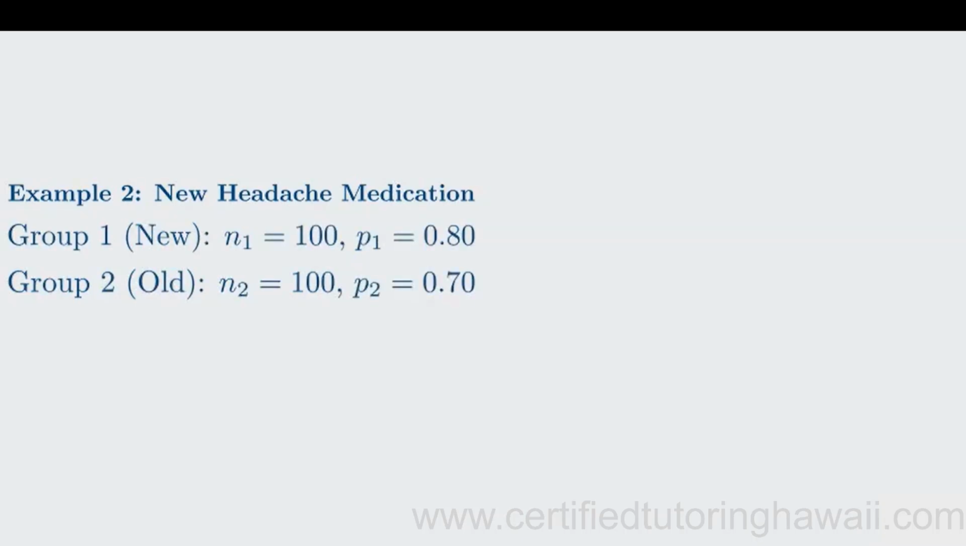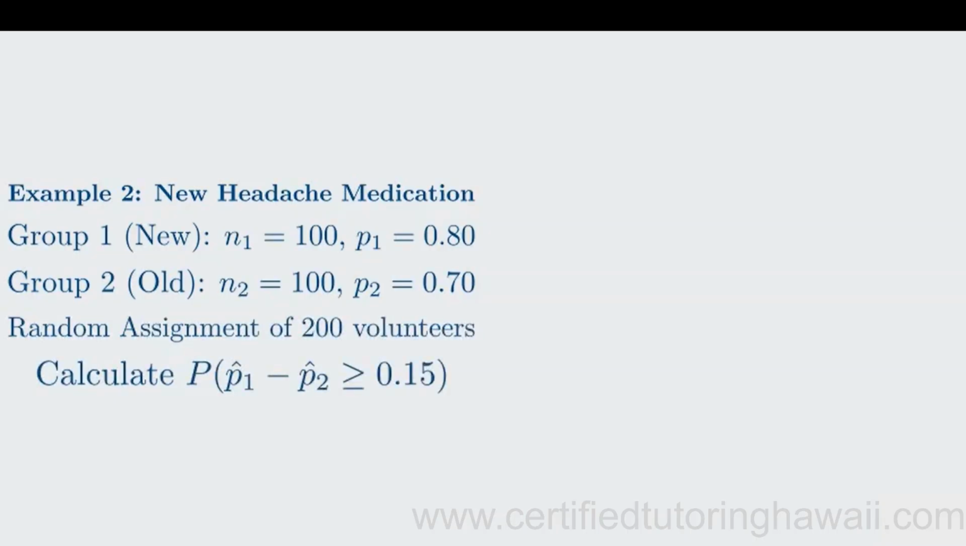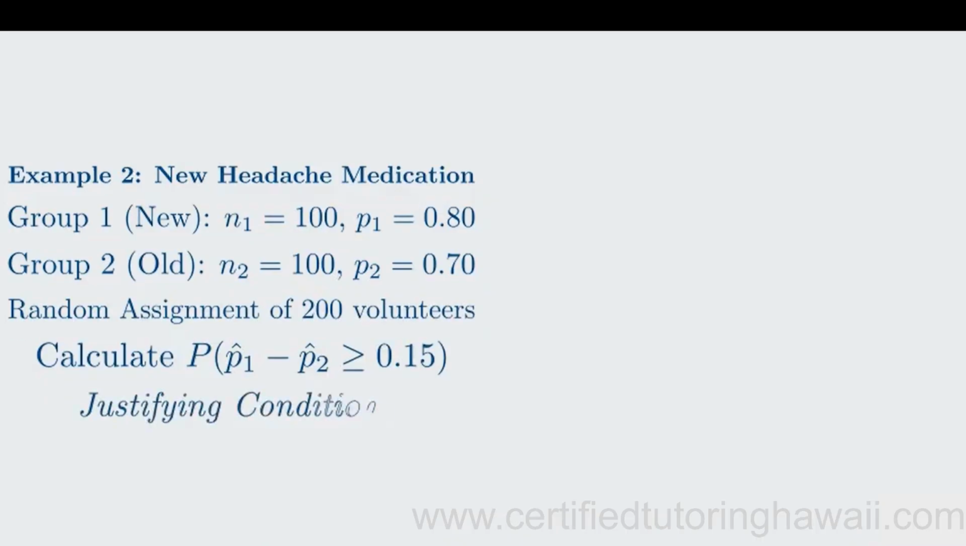In the population of all headache sufferers, the true success rate for the new drug is 80%, while the old drug has a success rate of 70%. In an experiment, 200 volunteers are randomly assigned to 2 groups of 100 each. We want to find the probability that the sample proportion for the new drug is at least 15 percentage points higher than the sample proportion for the old drug. This is a probability question about the difference between 2 sample proportions.